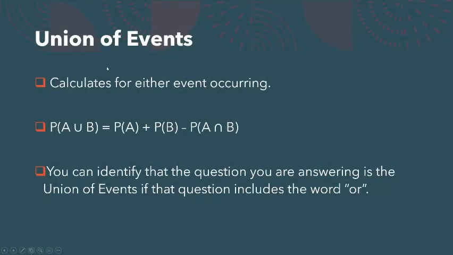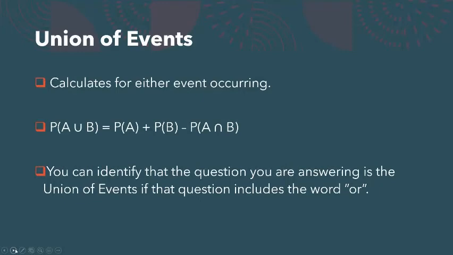Dito na tayo sa main lesson, which is yung union of events. Calculate for either events occurring. Gagamitin nating formula para makuha ito is the union of A and B is equal to probability of event A plus the probability of event B minus the probability of events A and B. You can identify that the question you are answering is the union of events if that question includes the word or. So malalaman daw natin na yung sinasagutan natin ay union of events kapag may kasamang salitang or.